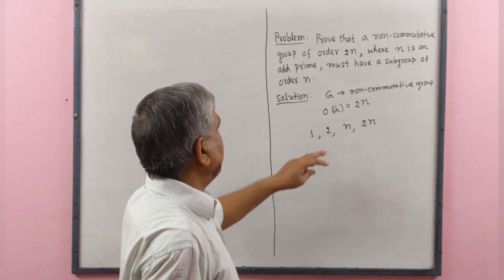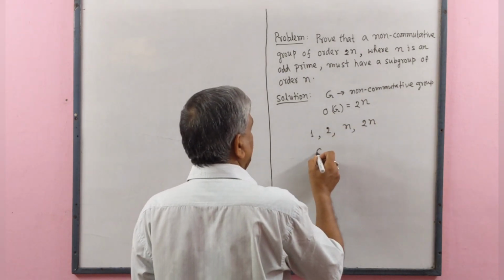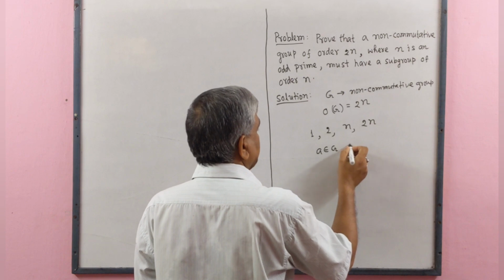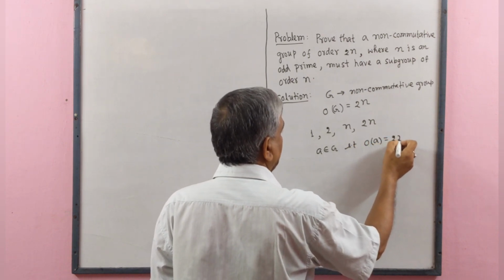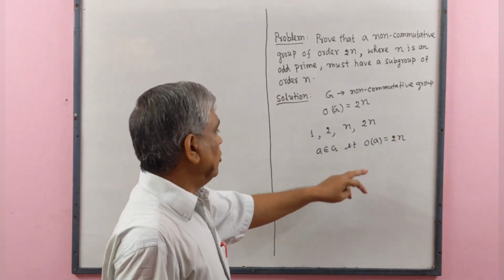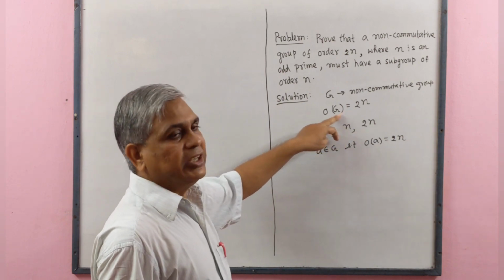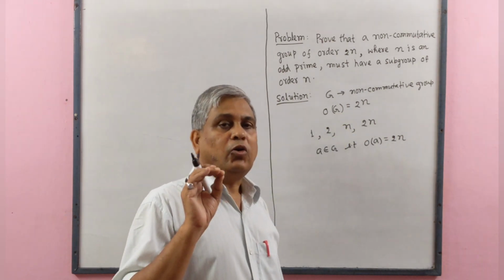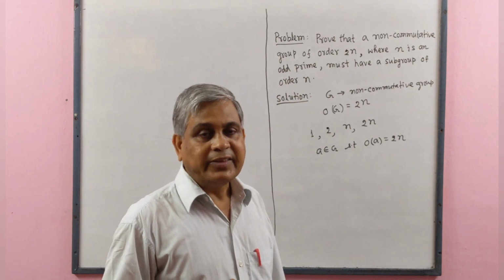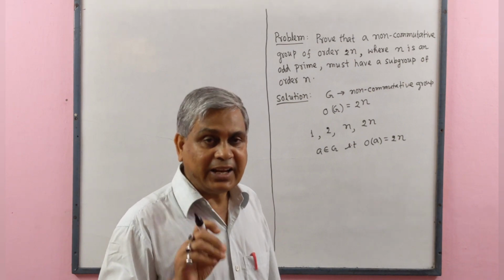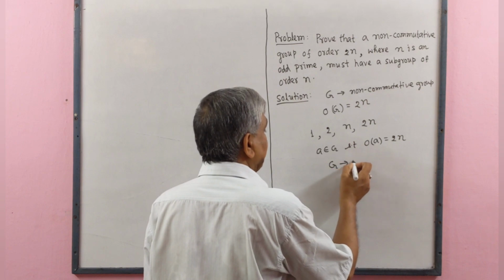If at least one element of G, that is a, belongs to G such that order of a equal to 2n, then order of element a equal to order of group G. When order of an element is equal to order of the group, then that group is a cyclic group, and in this case G will be a cyclic group.